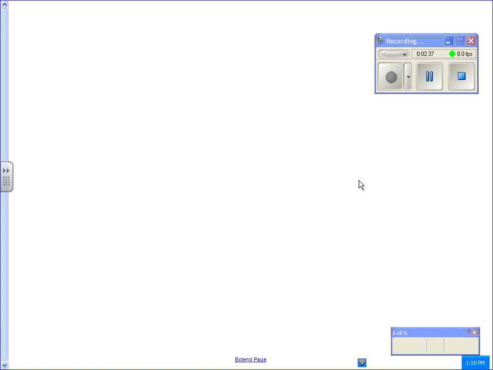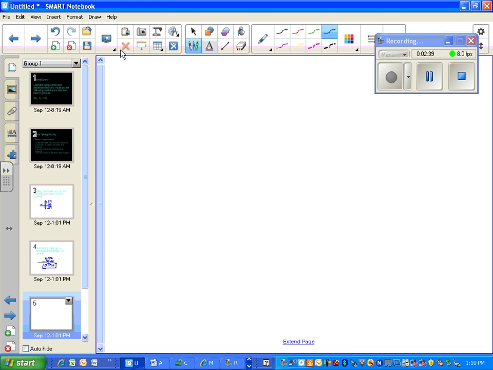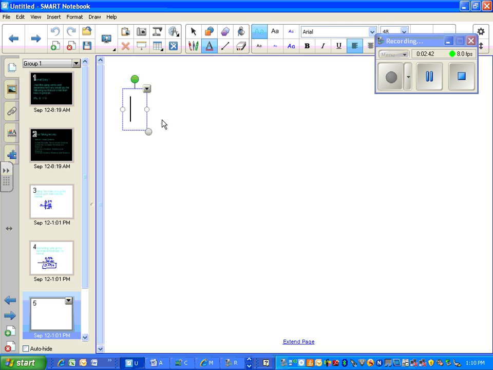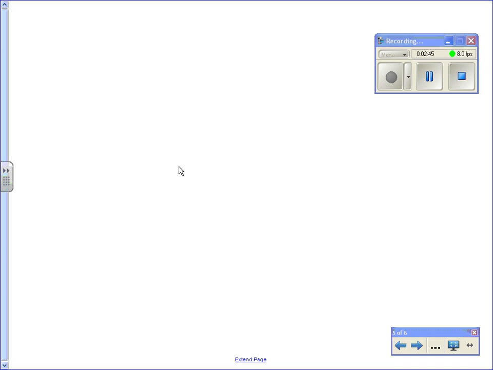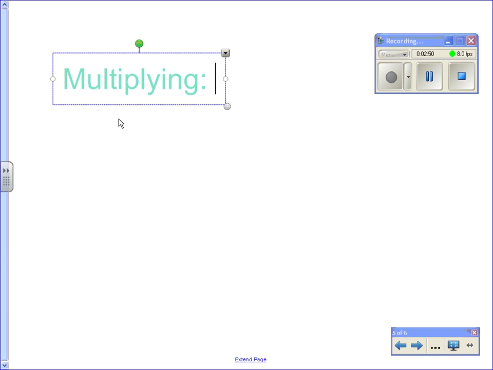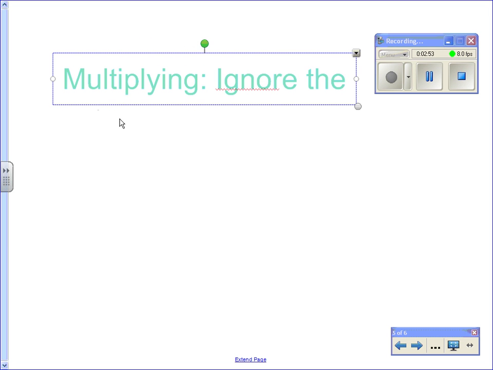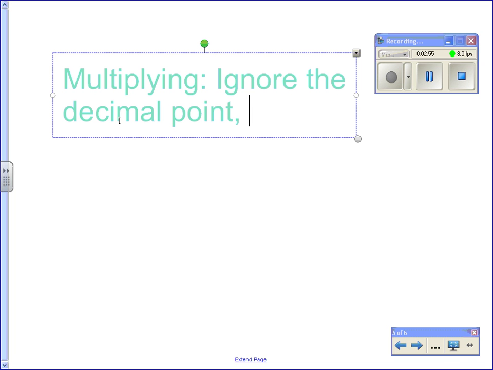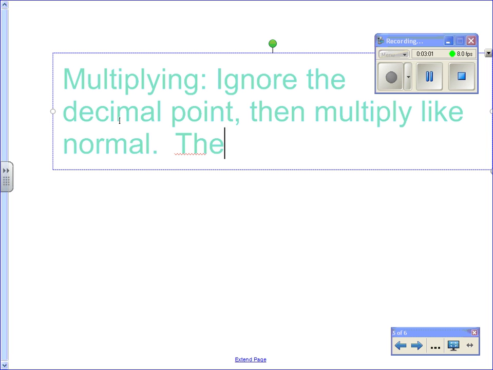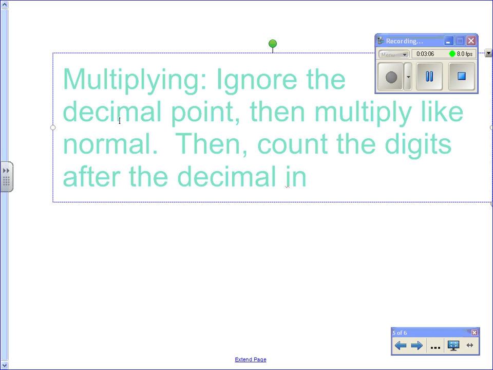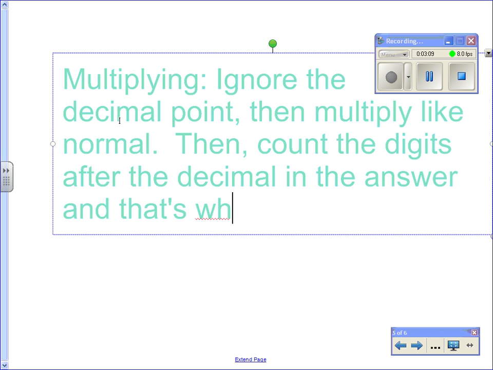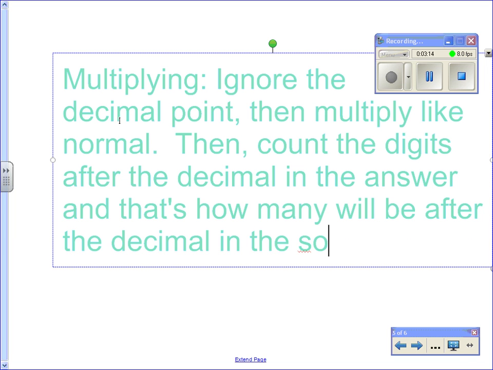Now multiplying and dividing get a little bit complicated. For multiplying, it's easier than dividing. That's one thing for sure. So we're going to do multiplying decimals. For multiplying decimals, what you do is you ignore the decimal, then multiply like normal, then count the digits after the decimal in the problem, and that's how many will be after the decimal in the solution.